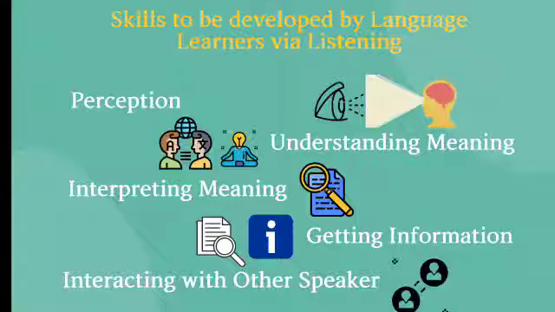The next skill is getting information, and the examples are A. Getting the gist, B. Understanding the details, and C. Inferring information which is not explicitly mentioned.